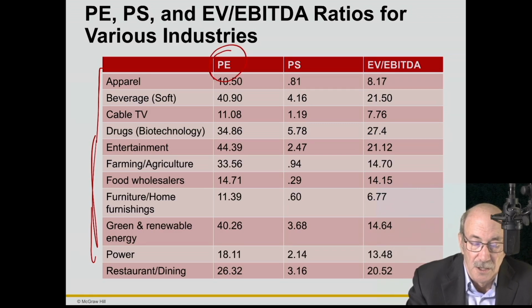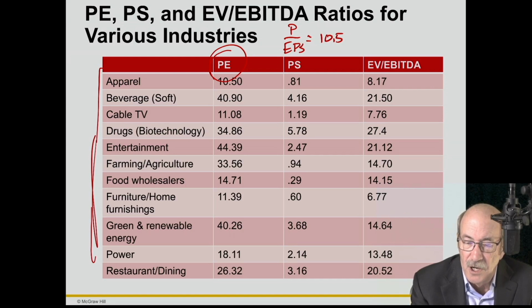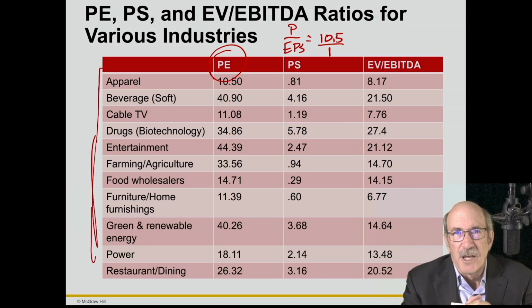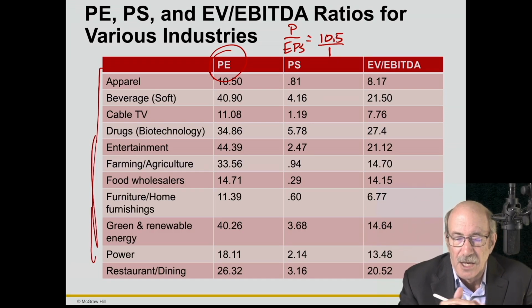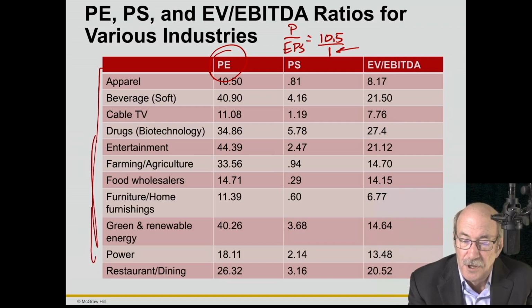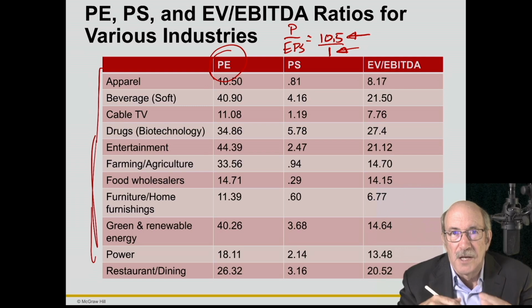So if we look in this column, for the apparel industry, the average PE, price over EPS, is equal to 10.5. Well, really, this is not just 10.5. There's always an implicit 1 in the denominator here. We just don't write it. But I think it helps to actually write that out, because the way I interpret this is to say that a dollar's worth of earnings next year is worth $10.50 to us right now.